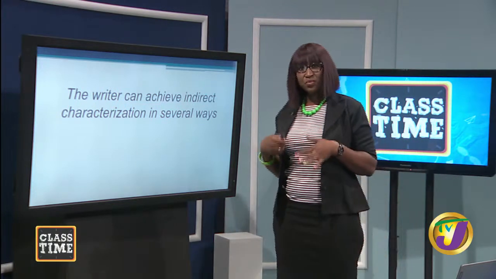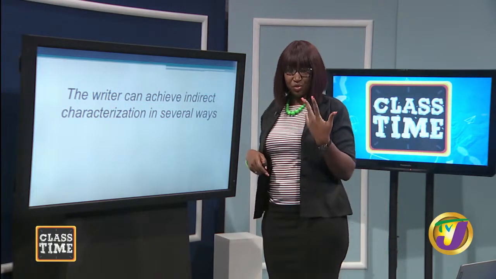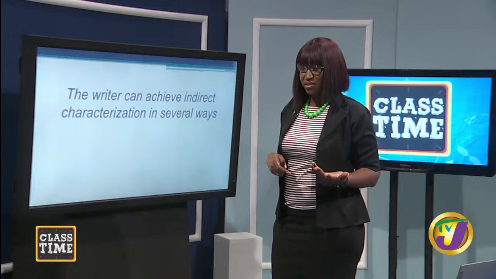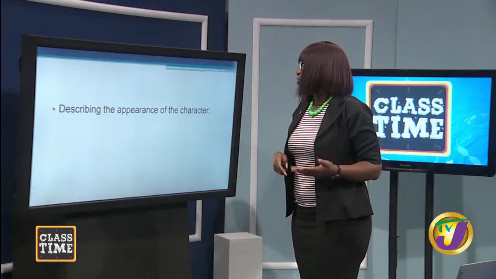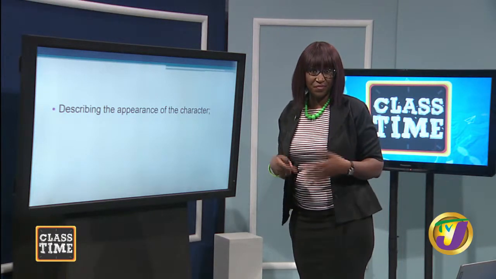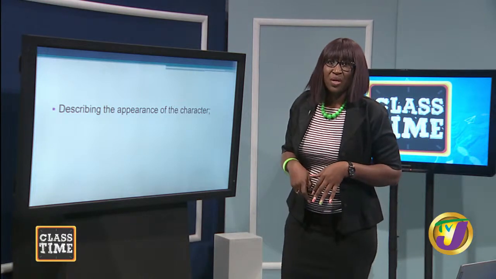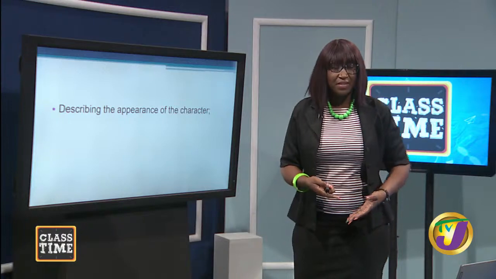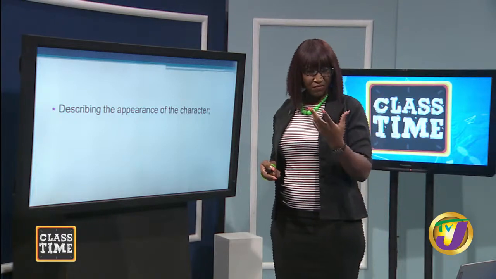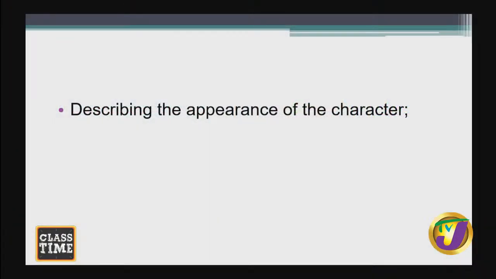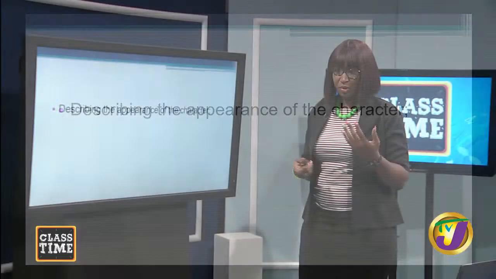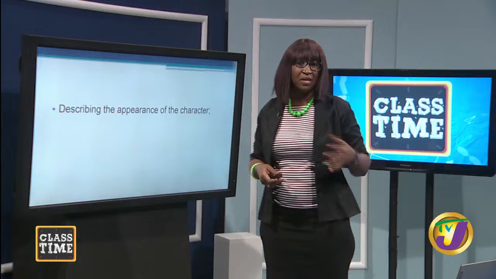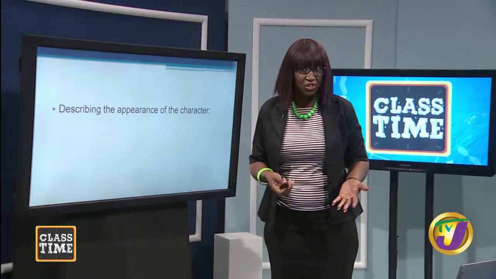So here are the various ways you can go about getting to indirect characterization. You can describe the appearance of the character. So if you have a character who is always well dressed, then there are certain things that are being revealed about that character because they always dress well, they always put themselves together well. So we know that this person is probably meticulous, perhaps. Perhaps they are fashion conscious.